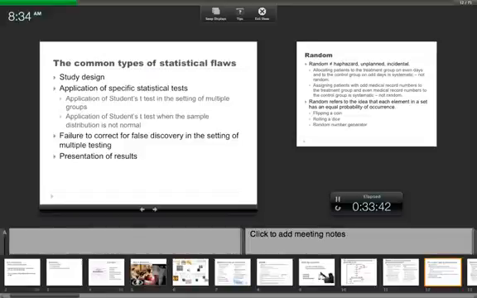And there's also the issue of multiple testing. So you have two groups, but you're testing for everything under the sun. For example, you have the control group, and then a group of patients treated with drug A, and you're testing for hemoglobin, glucose, sodium, potassium, fluoride, everything. You have a long list of things that you test.